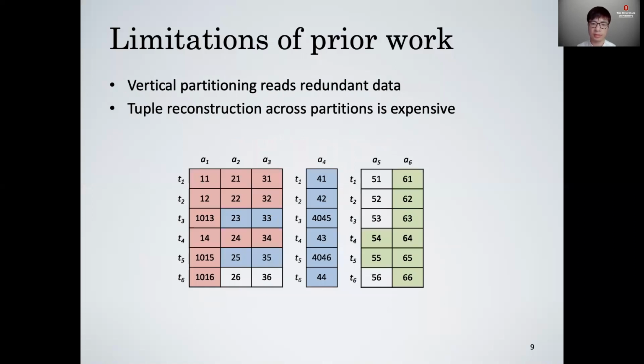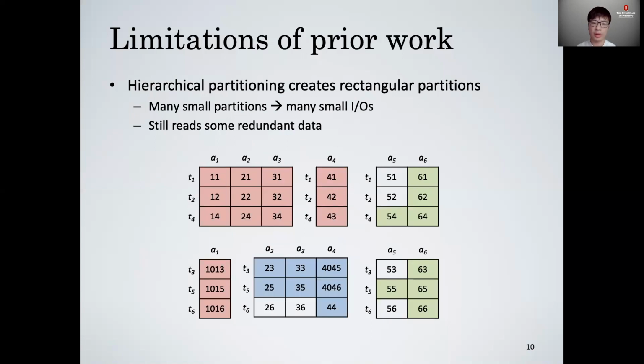The vertical partitioning splits the 6 attributes to 3 vertical partitions, and the second query visits 2 vertical partitions. It reads redundant data from the leftmost vertical partition and has to reconstruct tuples across the 2 vertical partitions. The last one, hierarchical partitioning, creates many rectangular partitions. These hierarchical partitions are smaller than the partitions in other algorithms because the hierarchical partitioning fragments the table on both dimensions. As a result, we may need a large amount of small IOs to read these hierarchical partitions, and these small IOs underutilize the disk bandwidth. Second, the last query still reads some redundant data.